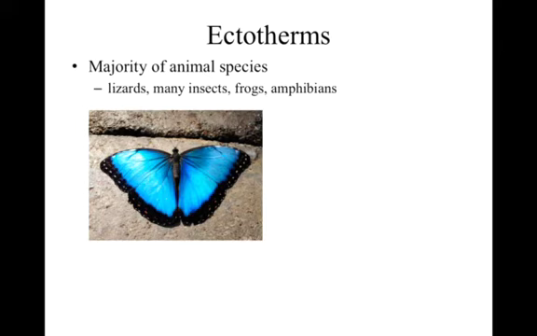So ectotherms are the majority of animal species: lizards, insects, frogs, amphibians. And they have a much greater tolerance for variation in body temperature. So we don't do really well when we get down really, really cold. Ectotherms can survive if their body temperature is getting close to freezing.